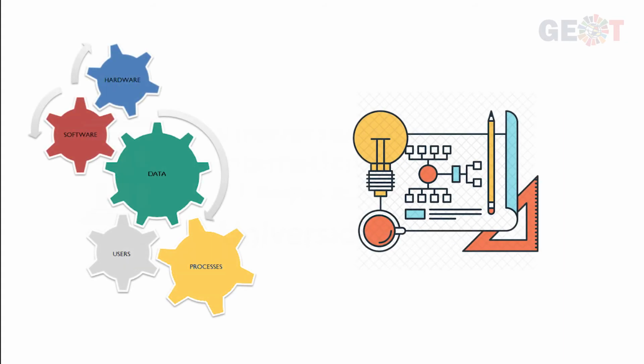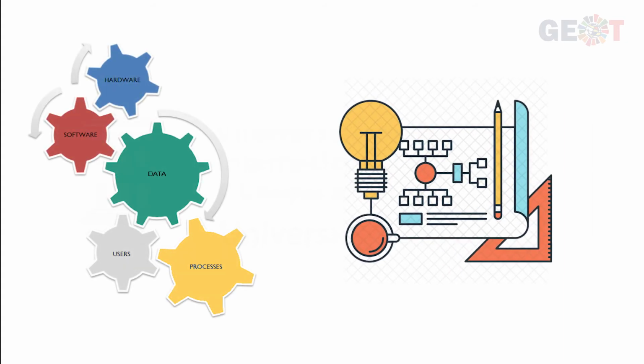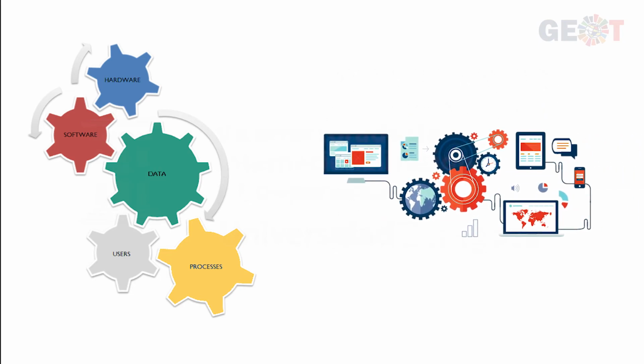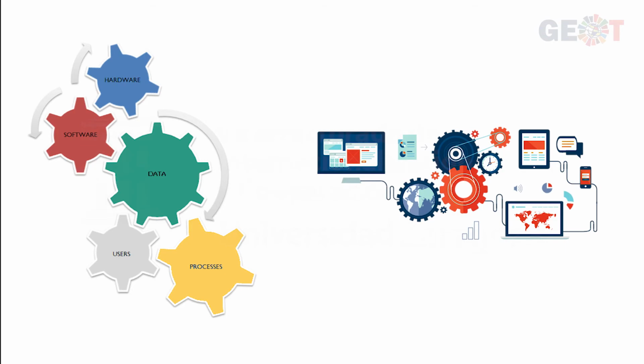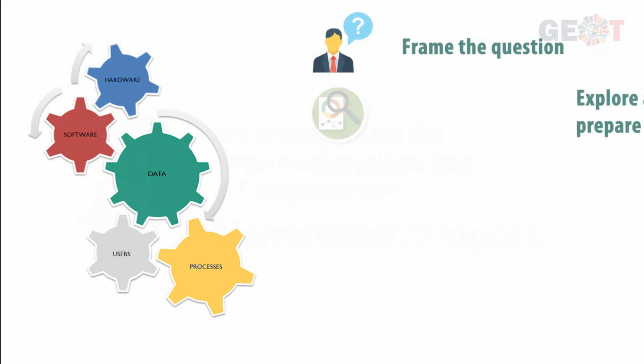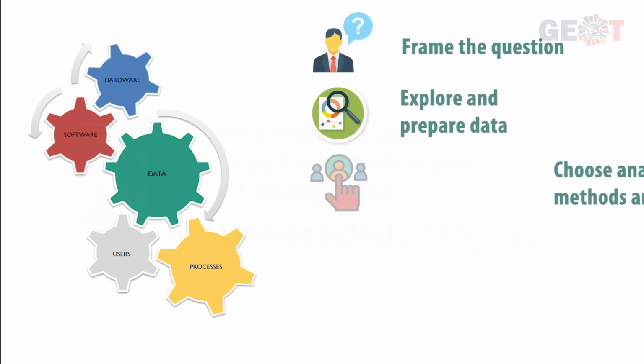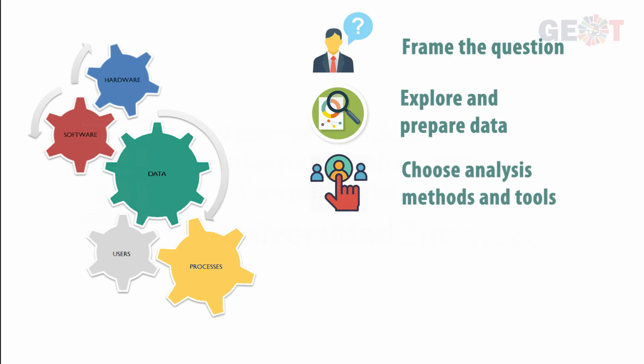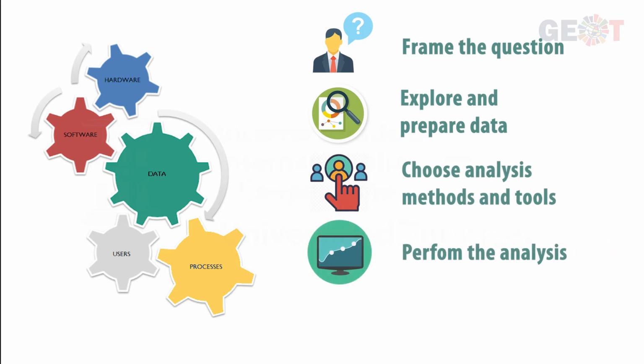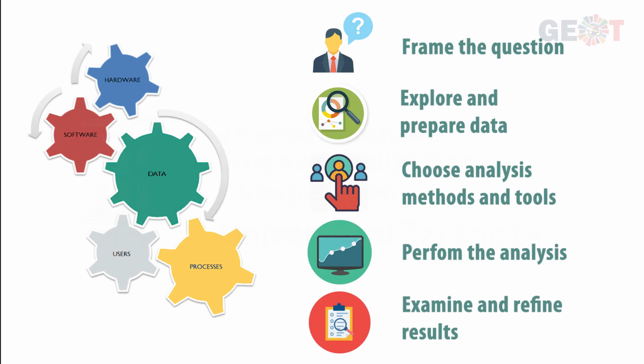For a GIS to be successful, it must operate according to a well-designed and structured plan and in accordance with accurate methodology of processes, which are the characteristic operating models and practices. One 5-steps process example for the analysis process in GIS could be: frame the question, explore and prepare data, choose analysis methods and tools, perform the analysis, examine and refine results.